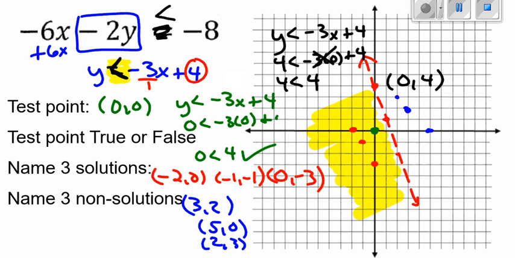Again, for a non-solution, I could have picked up here, could have picked over here. As long as the point is not in the shaded area, I can pick whatever point I want. So solutions are in the shaded area, non-solutions not in the shaded area.